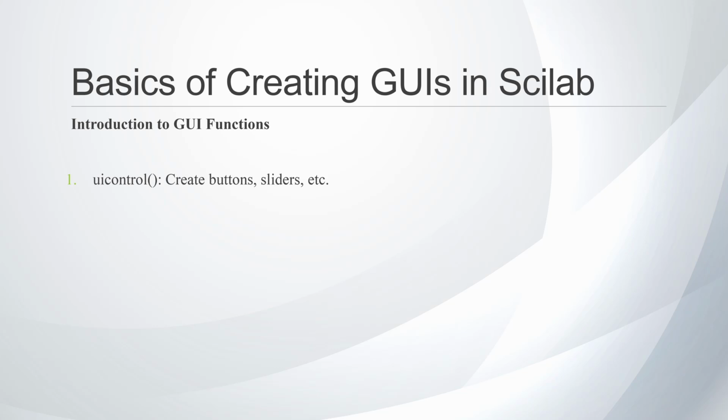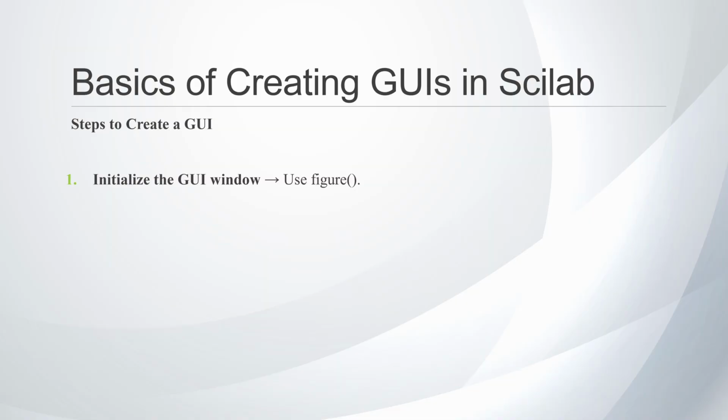In Scilab, we can create graphical user interface using built-in functions. The UI control function allows us to add buttons, sliders, and other controls to interact with our program. The figure function opens a new graphical window where we can place our GUI elements.